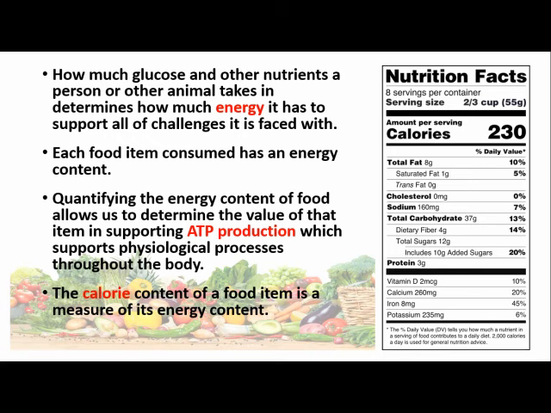Each food item that we consume has an energy content, and we measure that energy content in calories. Quantifying that energy content allows us to place a value on that food item in supporting this process of ATP production, which supports all the physiological processes that happen inside of our body. So generally, the higher the calories, the better an object of food is as far as the amount of energy that it contains.